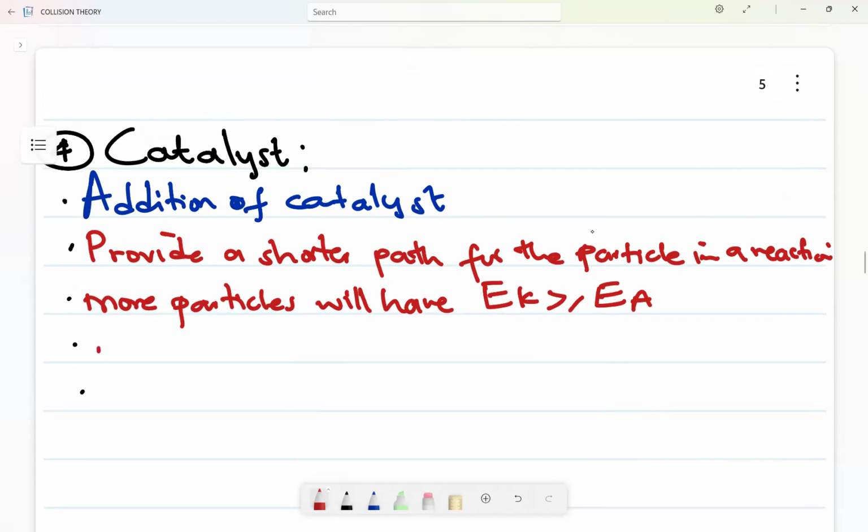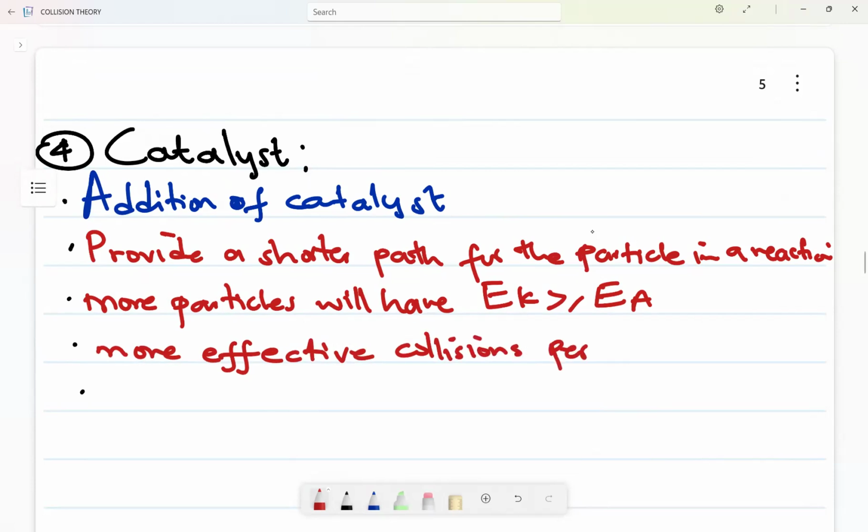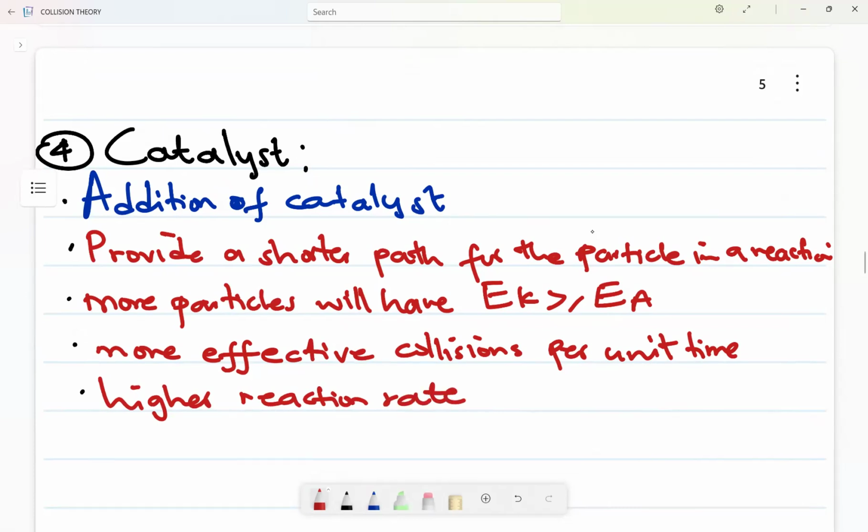Okay, if this occurs, therefore more effective collisions. Every time you write this statement, more effective collisions, ask yourself, per what? Do not write per what. Per unit time. Therefore, higher reaction rate. This one will always be higher reaction rate.